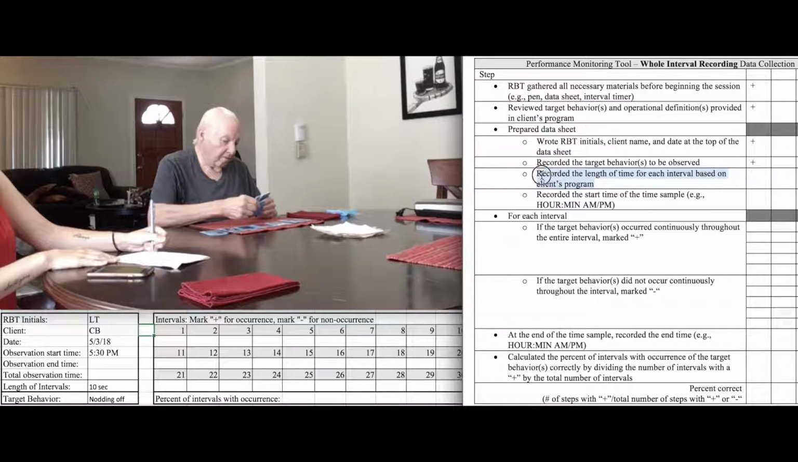Did the RBT record the length of time for each interval based on the client's program? Once again, for this client, the intervals are 10 seconds, and the RBT recorded that here. So for this step, she gets a plus.